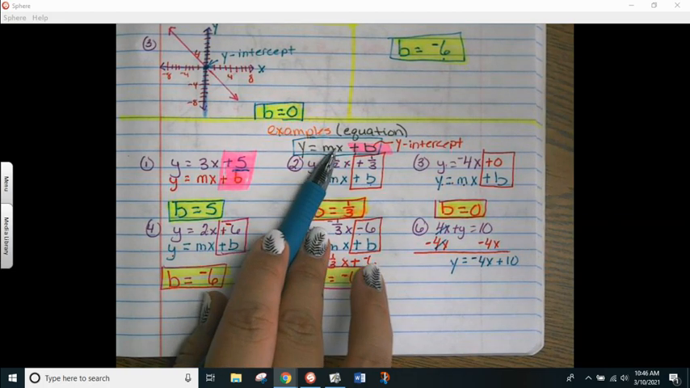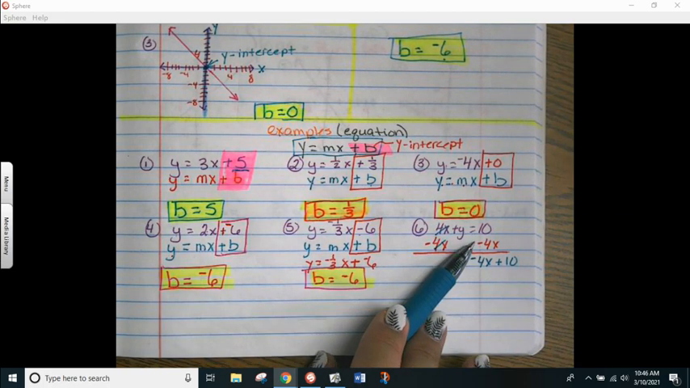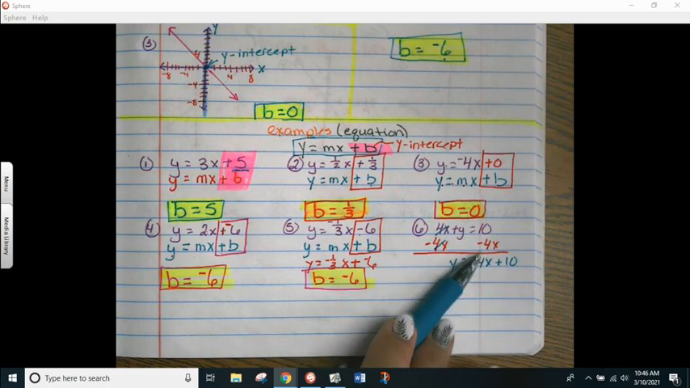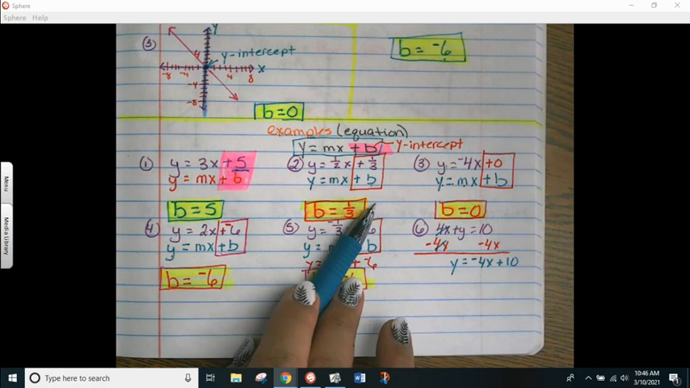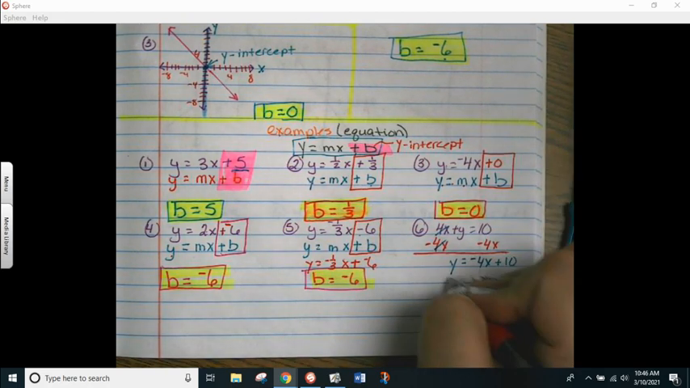Remember, your x is supposed to go first. And I cannot subtract 10 and 4x. They're two totally different things. This is a number. This is actually a number with a variable. So I cannot subtract this from 10. So it just stays by itself. It just stays there. So we have y equals -4x plus 10. It looks exactly like it's supposed to now.